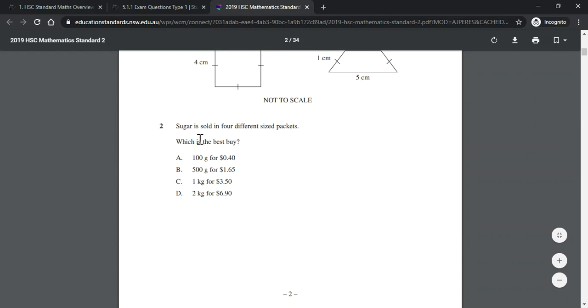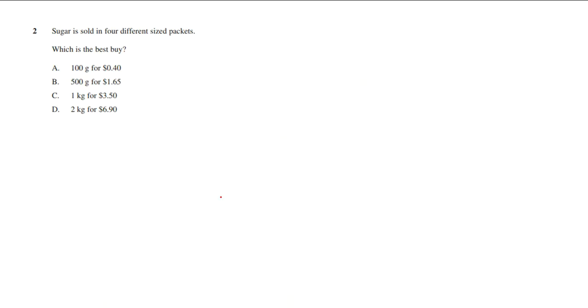What you have here is different values for sugar that are sold, and what the question is asking you is, what is the best buy? It means which one is the cheapest out of all these options. So let's take the question out. I've got the question over here.